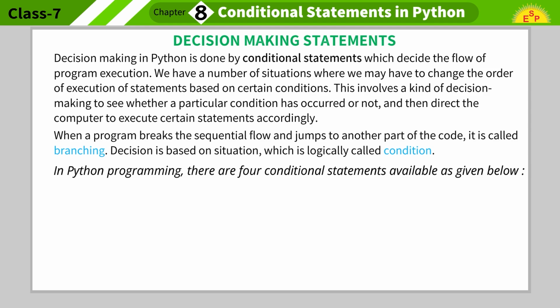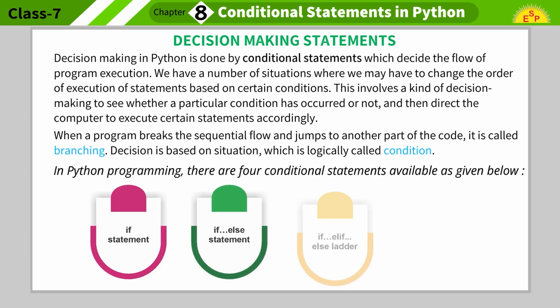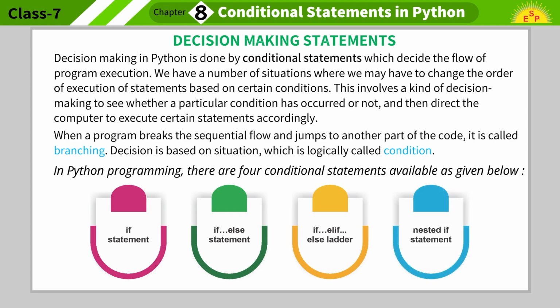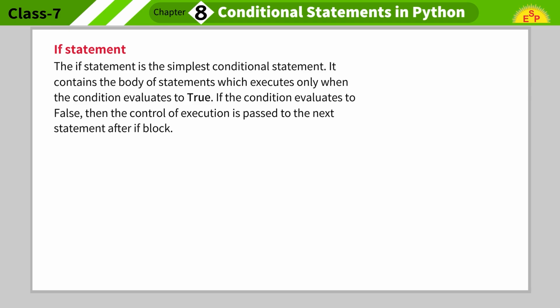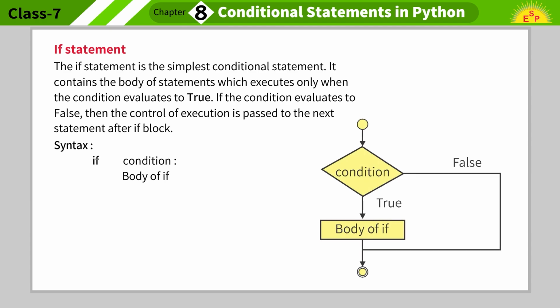In Python programming, there are 4 conditional statements available as given below: if statement, if else statement, if elif else ladder, nested if statement. If statement. The if statement is the simplest conditional statement. It contains the body of statements which executes only when the condition evaluates to true. If the condition evaluates to false, then the control of execution is passed to the next statement after the if block. Syntax: if condition, body of if.